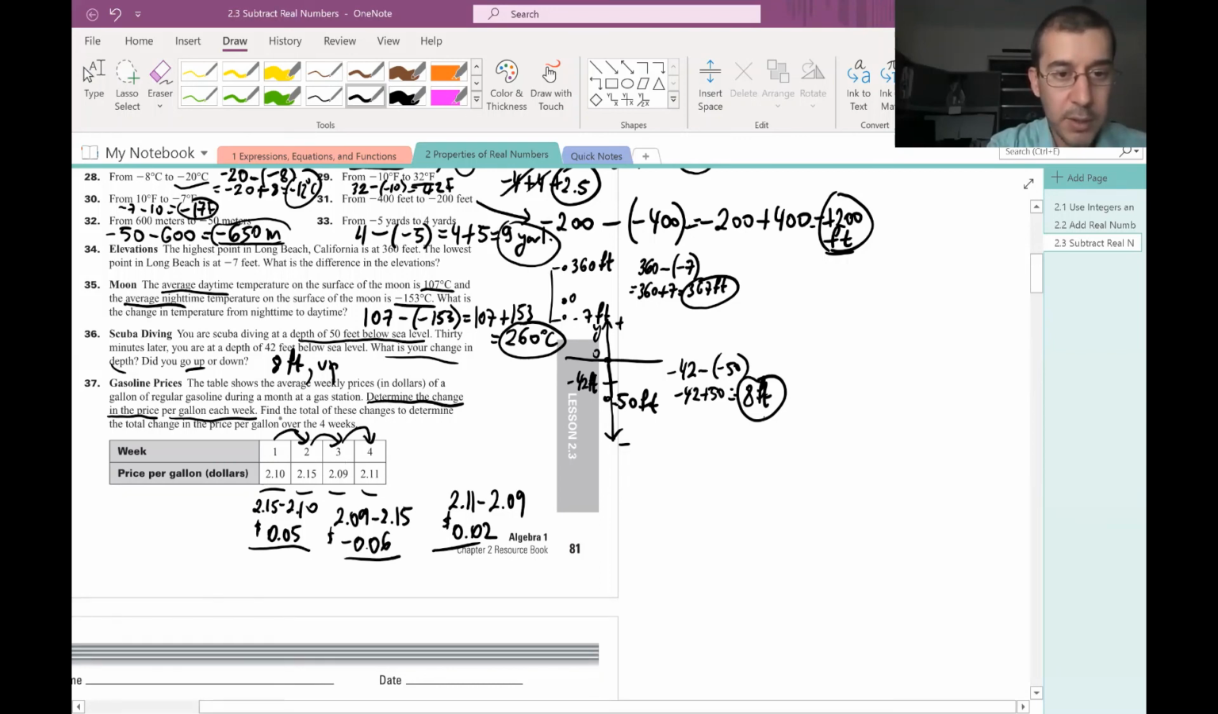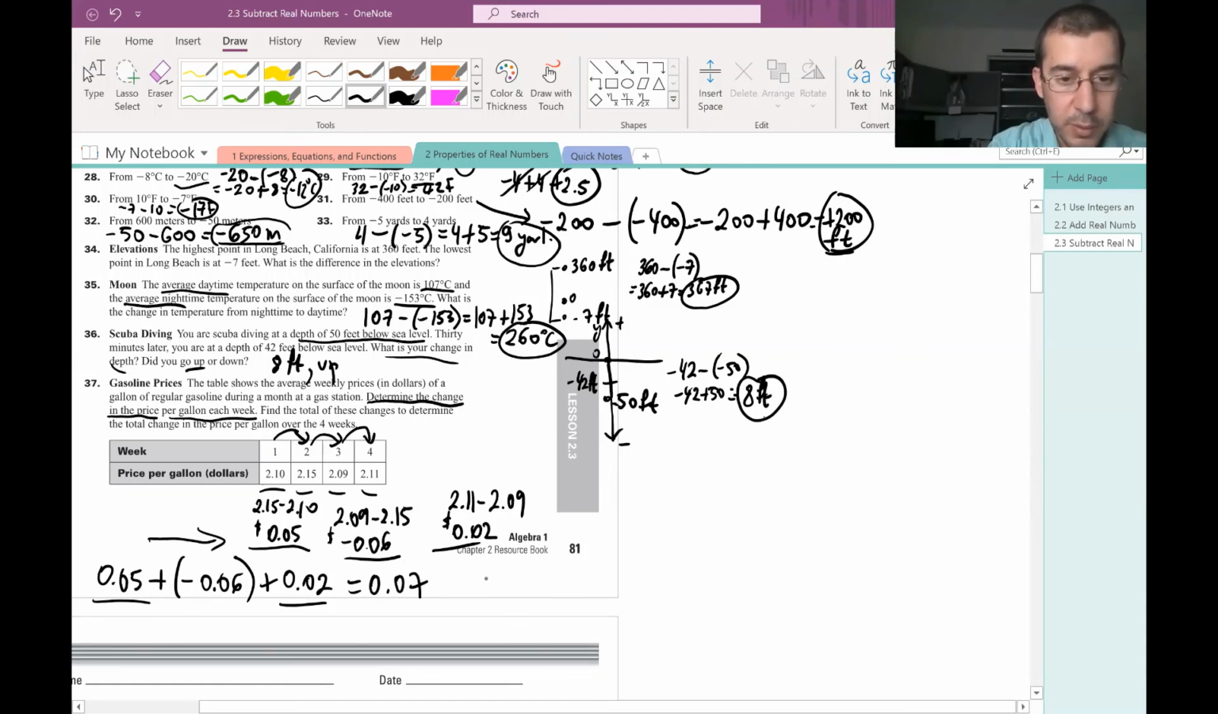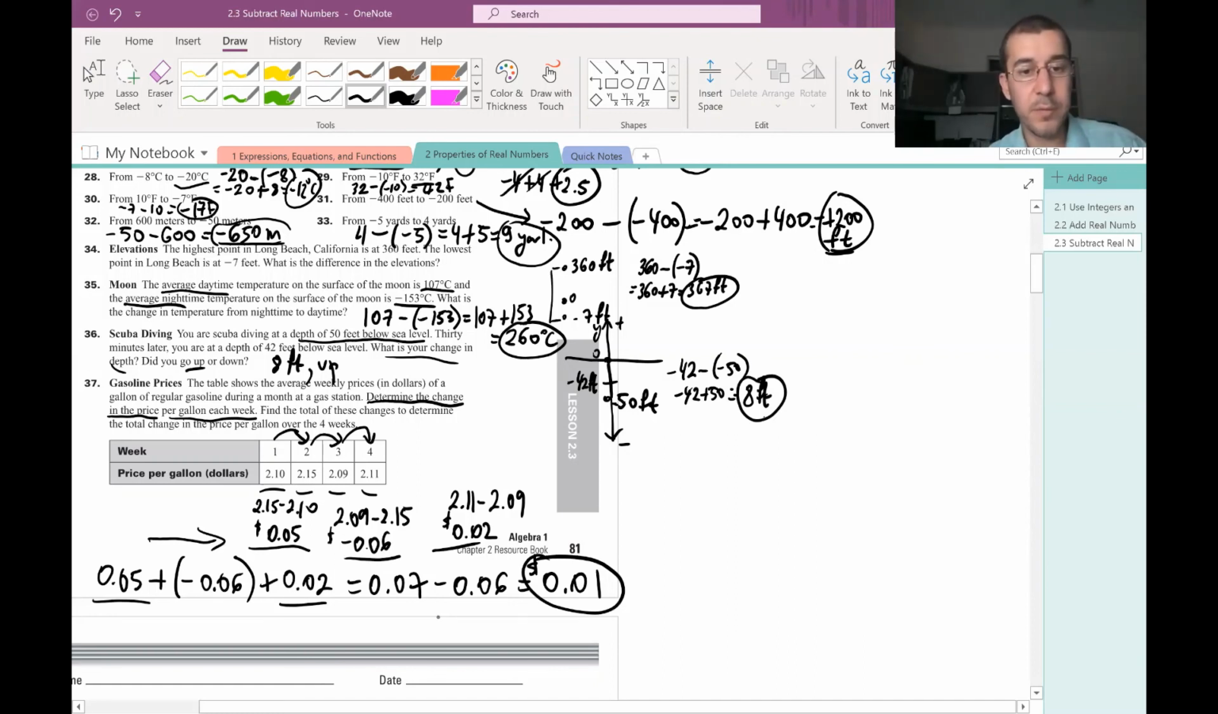Okay. So that's the first question when it says determine the change in the price per gallon each week. Now next is find the total of these changes to determine the total change in the price over the 4 weeks. So we just have to add up these three numbers. So we have 0.05 plus negative 0.06 plus 0.02. So first we add up the two positive numbers, 0.05 plus 0.02, which is 0.07, and then minus 0.06, or this is $0.01 change in the price per gallon over the 4 weeks.